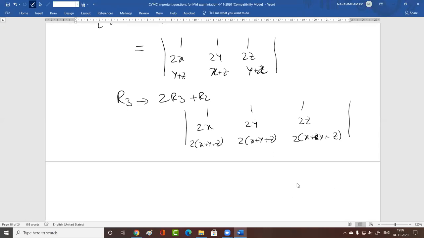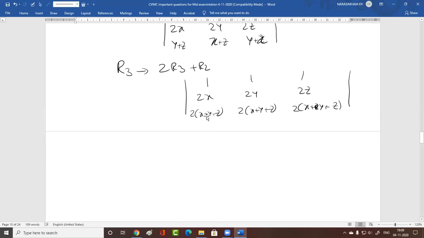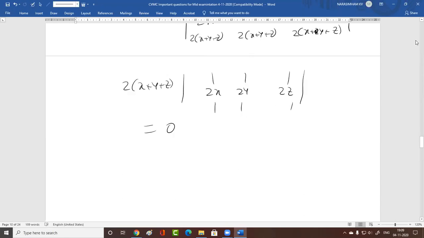Now using the properties of determinants, here 2 times of x plus y plus z, same thing. Now take the common term, 2 times of x plus y plus z, times the determinant of 1, 1, 1, 2x, 2y, 2z, and 1, 1, 1. Now 2 rows are identical, then the determinant is 0. So finally you will get box of grad A, grad B, grad C equals to 0.